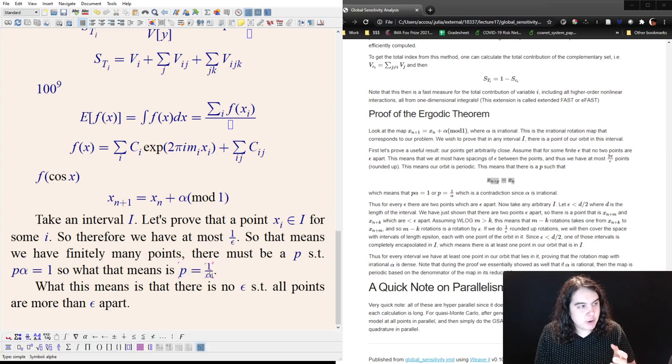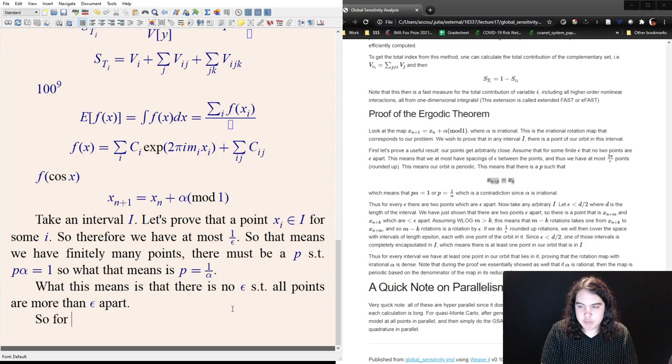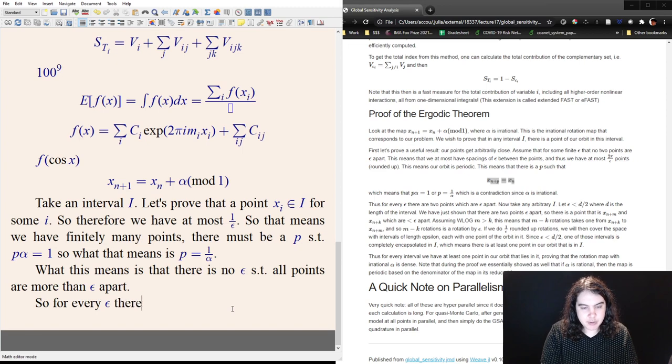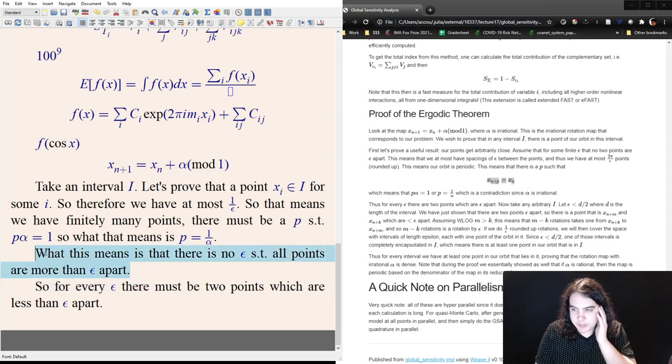And if we have a periodic map, we can use the period of the map to derive a contradiction, right? That 1 divided by alpha has to be an integer, but it can't be an integer if it's irrational. So this means that there's no epsilon such that everything is spaced out by more than epsilon. This means that if you look in any interval, there must be points there because they have to always be as close as possible, right? So for every epsilon, there must be two points which are less than epsilon apart, right? Otherwise, we'd have a contradiction.